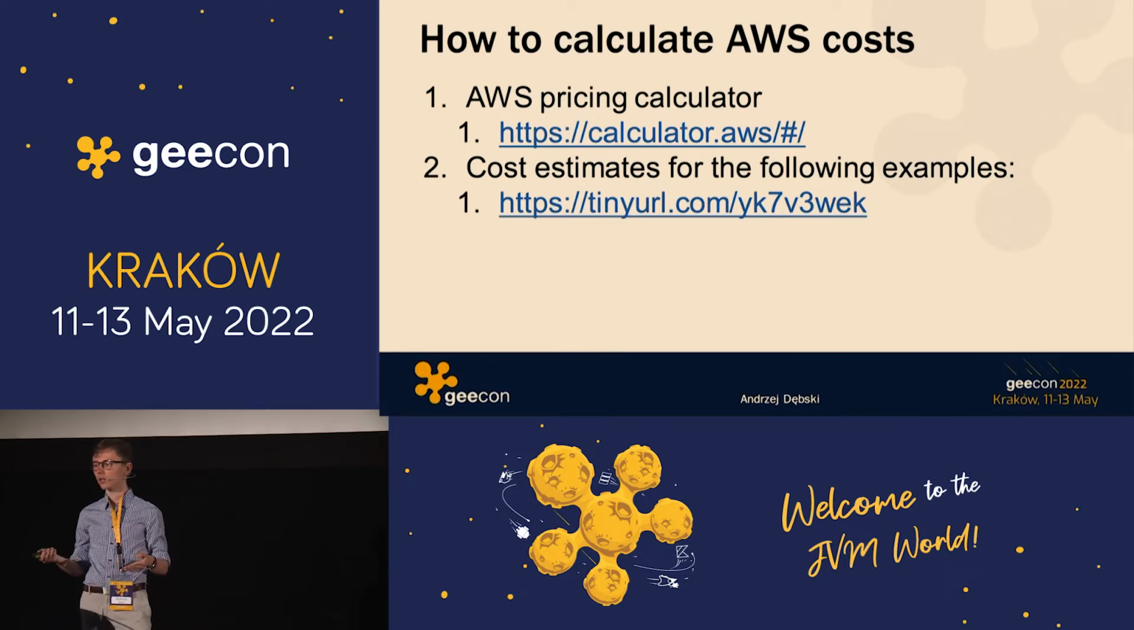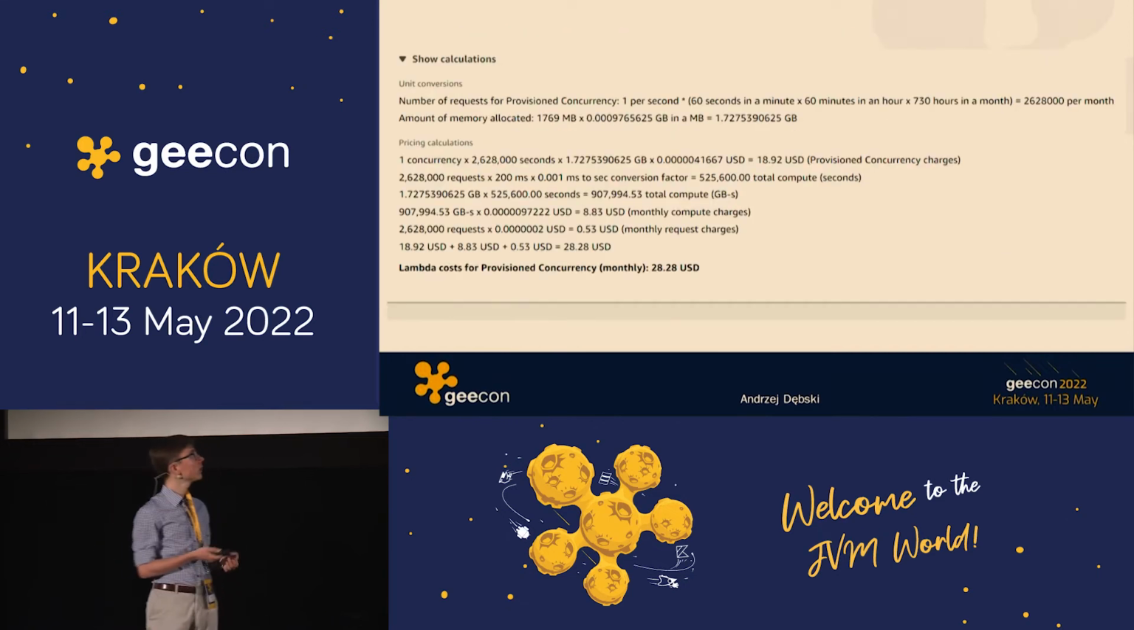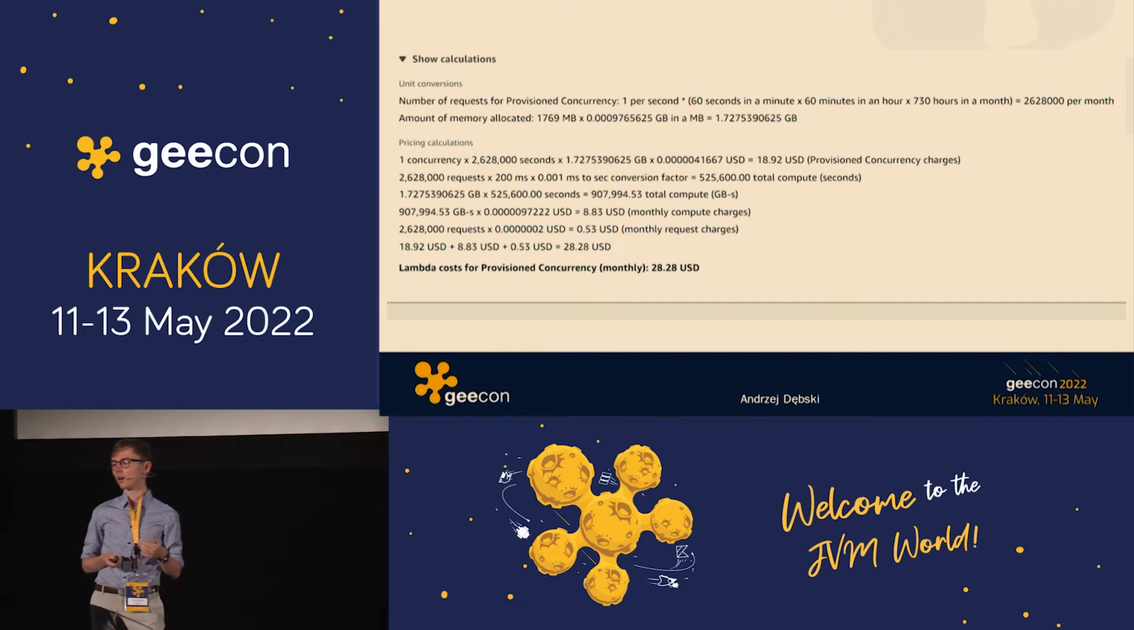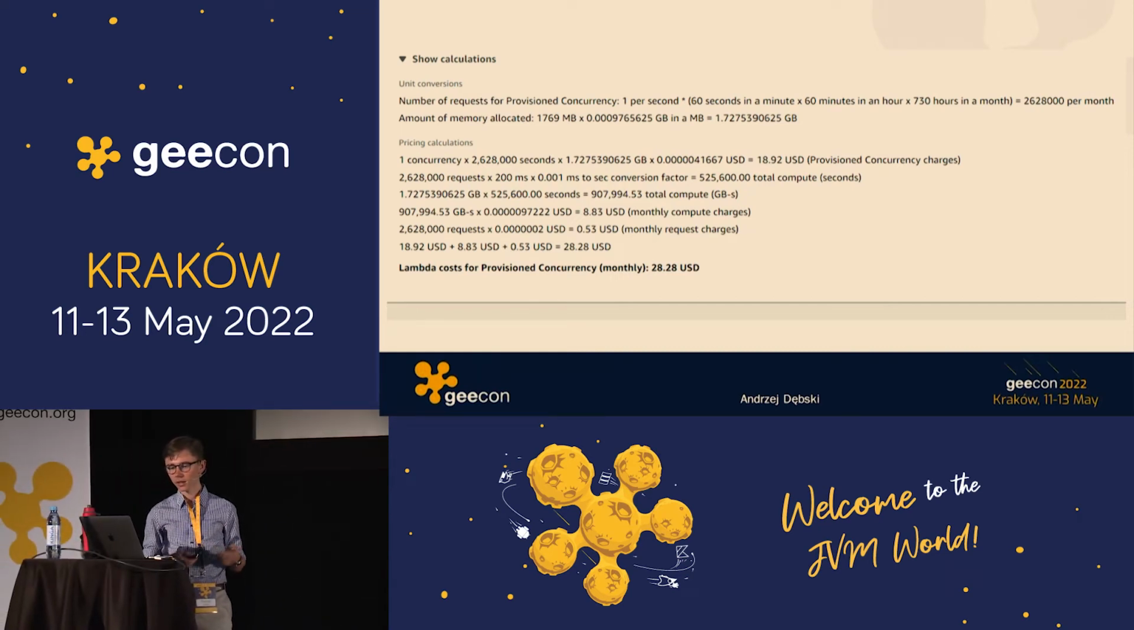I included a link to the estimates that I'm going to use in this presentation, so you can take a look at them yourself. And this is a screenshot from the Pricing Calculator, just to show you the detailed breakdown, for example for Lambda: how much we would pay for compute, how much we would pay for requests, and so on and so on.